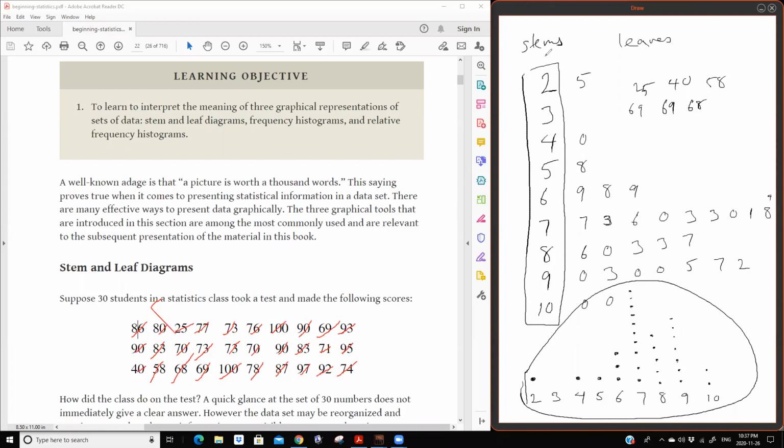Another thing you can do is you can just put these numbers in order. So you can create another plot and put these numbers in order. For example, you put 8, 9, 9, or you put these numbers in order 0, 0, 1. You put them in order and then you get something called an ordered stem and leaf.